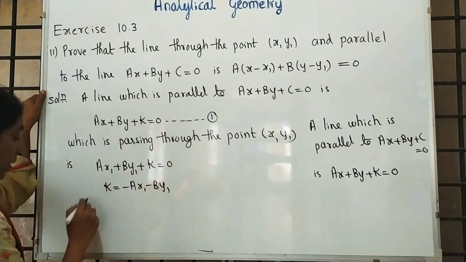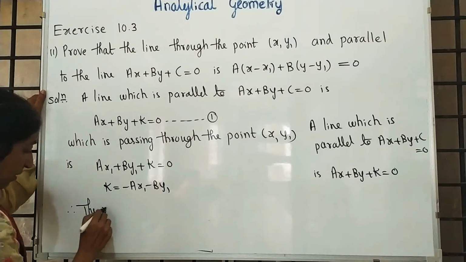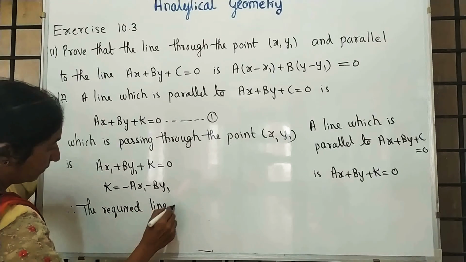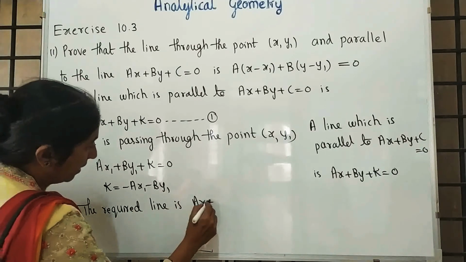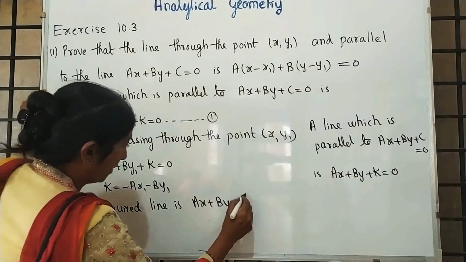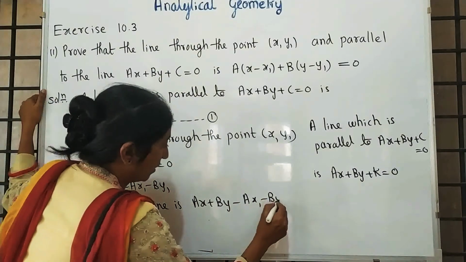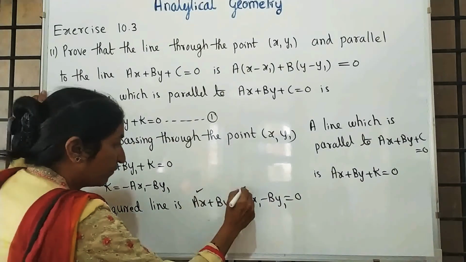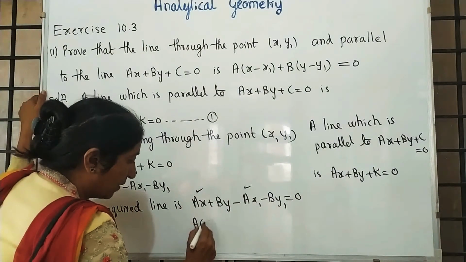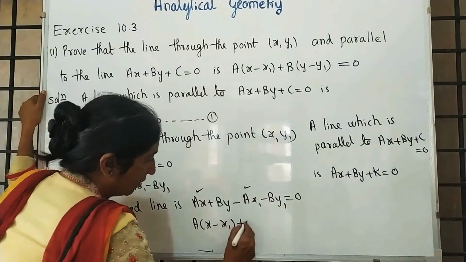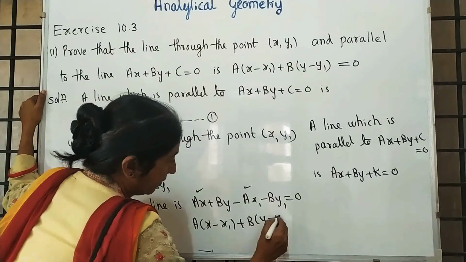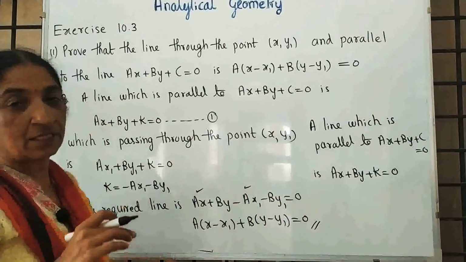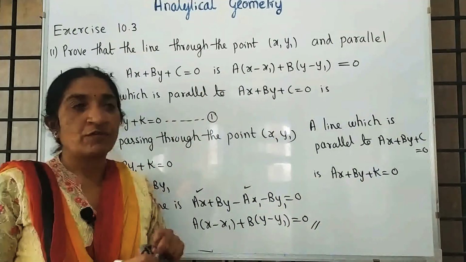Write down that k value in equation 1. Therefore, the required line is ax plus by minus ax1 minus by1 is equal to 0. We have to write the k value. Taking the first and the third terms, a common, x minus x1, plus b common, y minus y1 is equal to 0, and that is what we required. That is given in the problem itself.